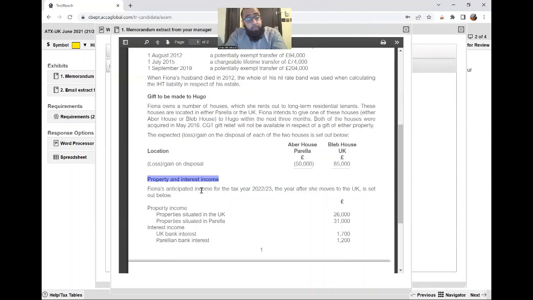Property and interest income. Fiona's anticipated income for the tax year 22-23, the year after she moves to the UK, is set out below. Property situated in the UK gives income of 26,000. Property situated in Kerala gives property income of 31,000. Then she has some interest income from a UK bank account, 1,700, and a Kerala bank account, 1,200.